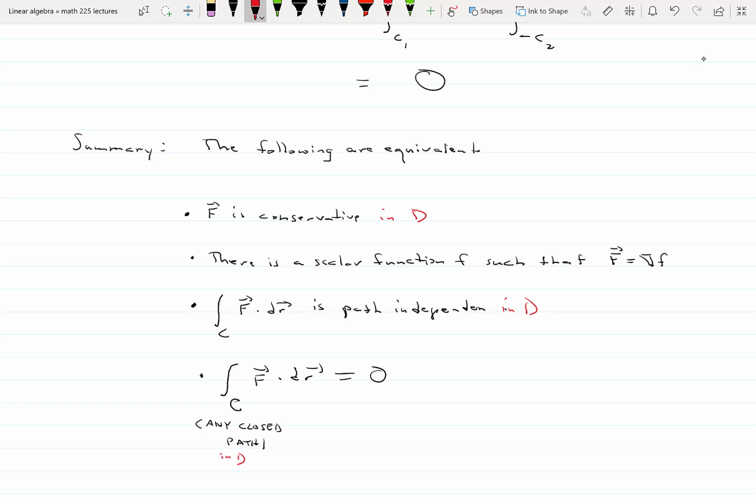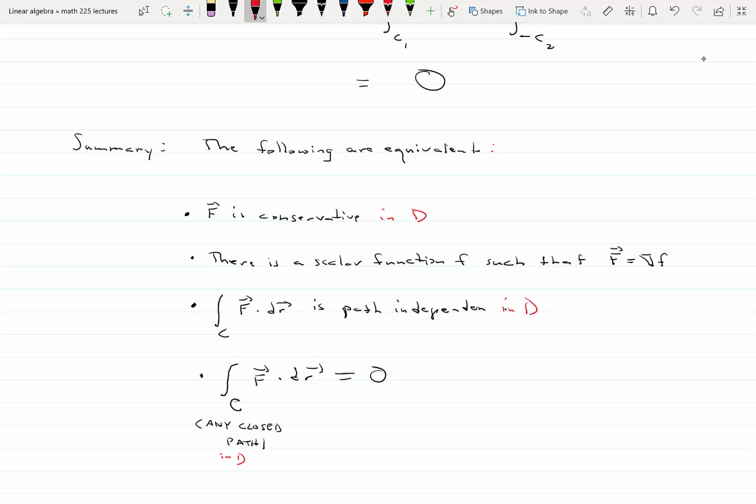So here it is. The following are equivalent, which means if you have any one, you have any of the others. If you have the first, you have the fourth. If you have the third, then it implies the second, etc., etc., etc.